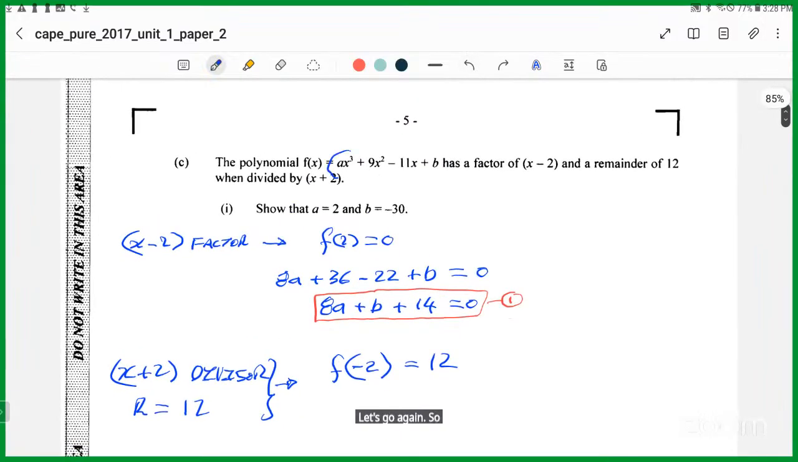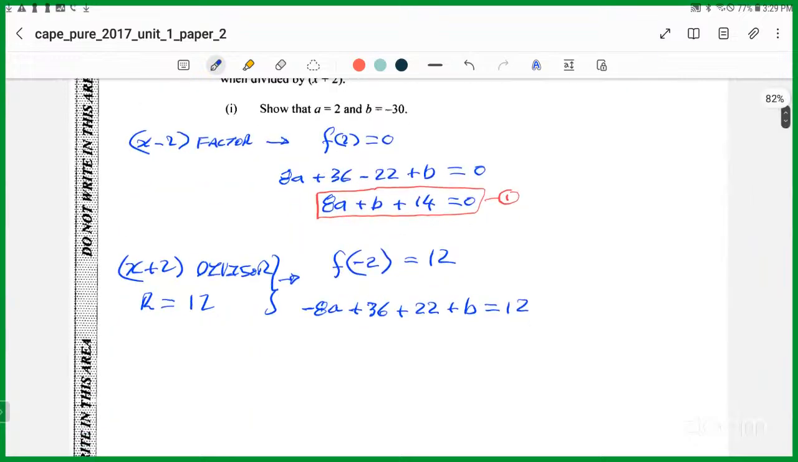So let's go again. Negative 2 cubed becomes negative 8, so this becomes negative 8a. Then negative 2 squared becomes a 4 again, and so we get back 36 there. Then negative 2 here becomes a plus 22 now, minus is a plus. Plus back this b, and then now you're equal to 12.